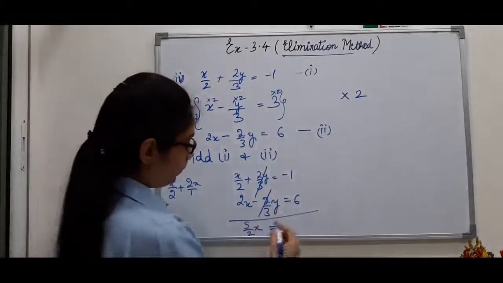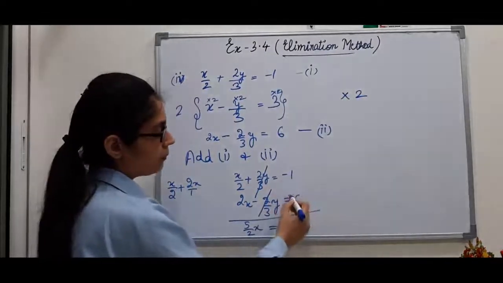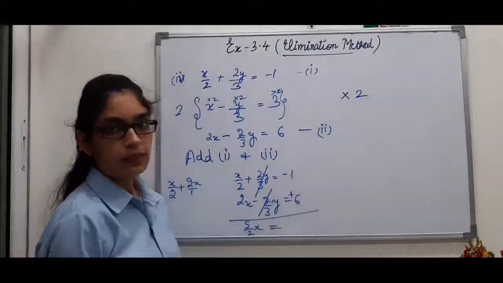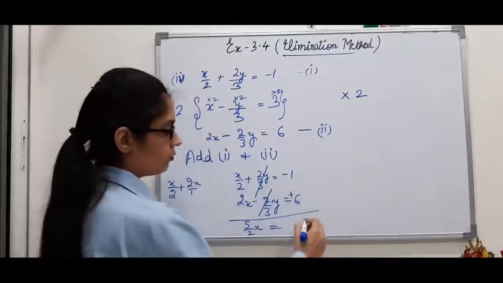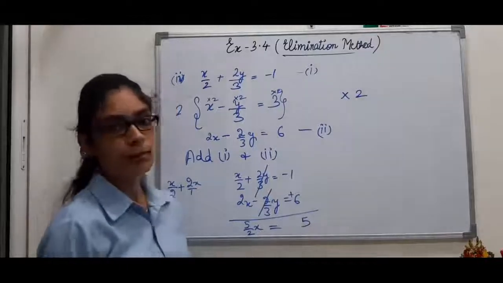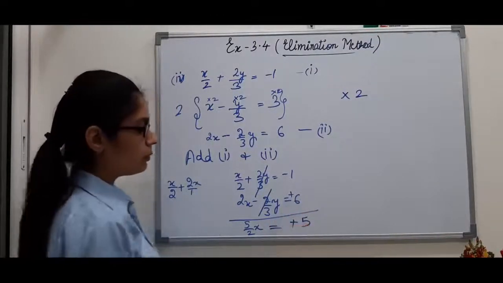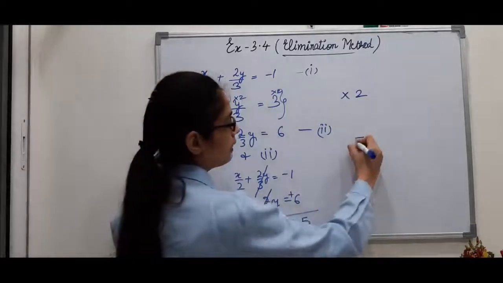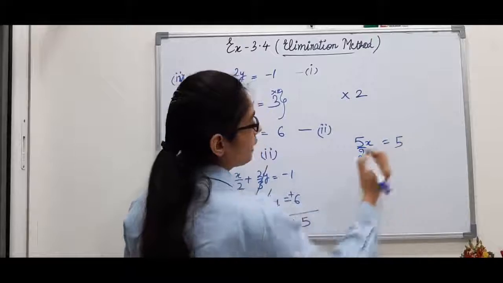Now let's continue. Plus minus is minus. Minus 1 plus 6: plus minus is minus, 6 minus 1 is 5, and the sign is that of the bigger number. Bigger number is 6 and we have a plus sign with it, so it will be positive 5. I can write it over here: 5 by 2x is equal to 5.